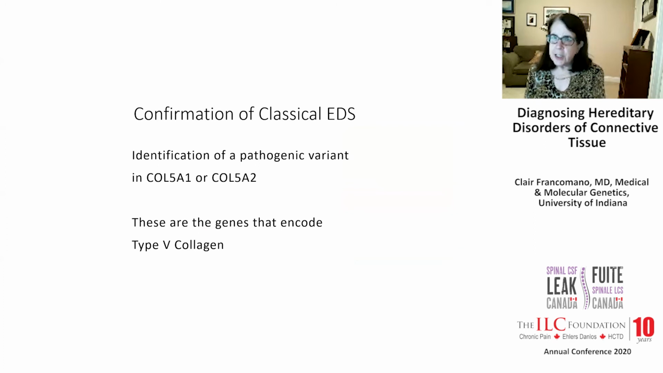So for classical Ehlers-Danlos syndrome, we look for identification of a pathogenic variant in COL5A1 or COL5A2 to confirm the diagnosis of this condition. These are the genes that encode type 5 collagen, and in more than 90% of cases that are diagnosed clinically with the classical type of Ehlers-Danlos syndrome, we will find a variant in COL5A1 or COL5A2.